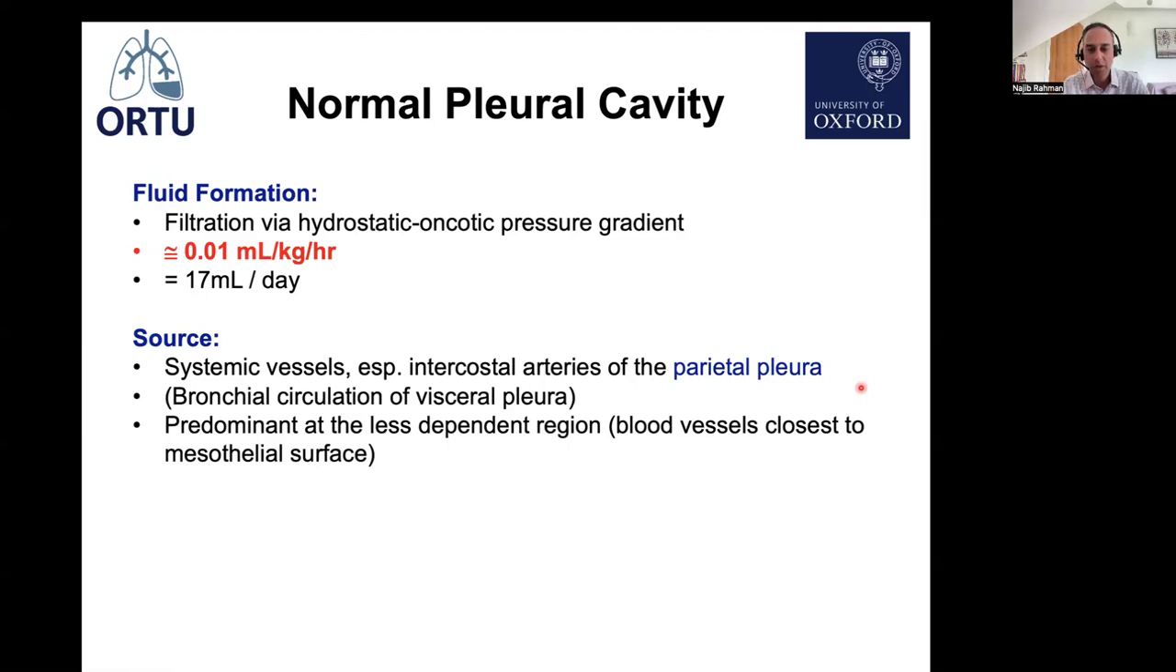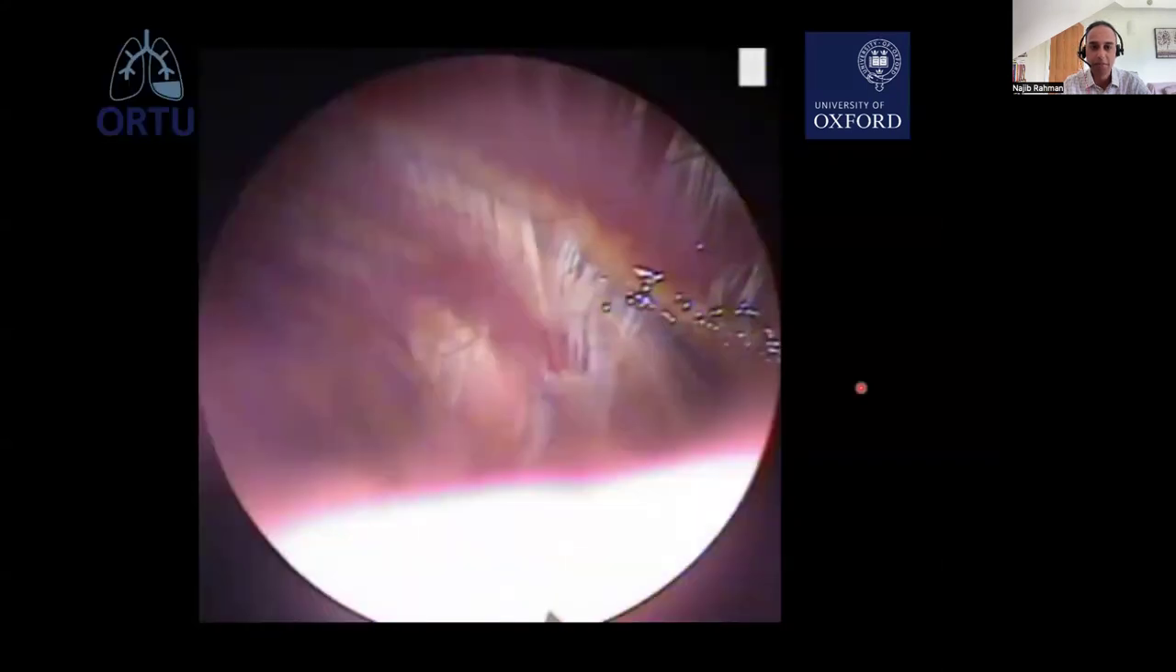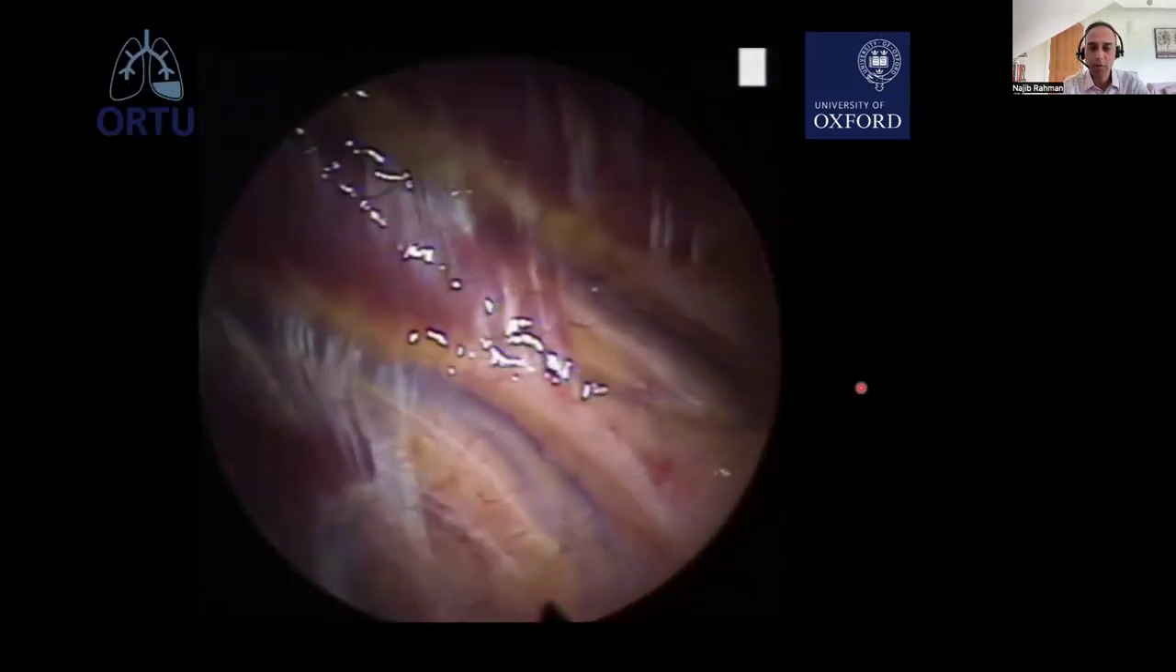There are some situations in which the bronchial circulation can contribute from the visceral pleura, and the amount of fluid produced seems to be dependent upon dependency. Hence, the more dependent areas, the lower areas, seem to contribute more than the apical areas, but this isn't particularly well studied. And this is what the normal pleural space looks like.